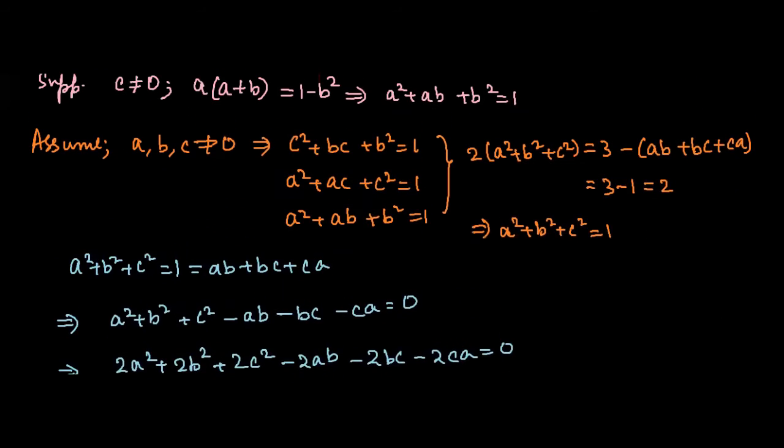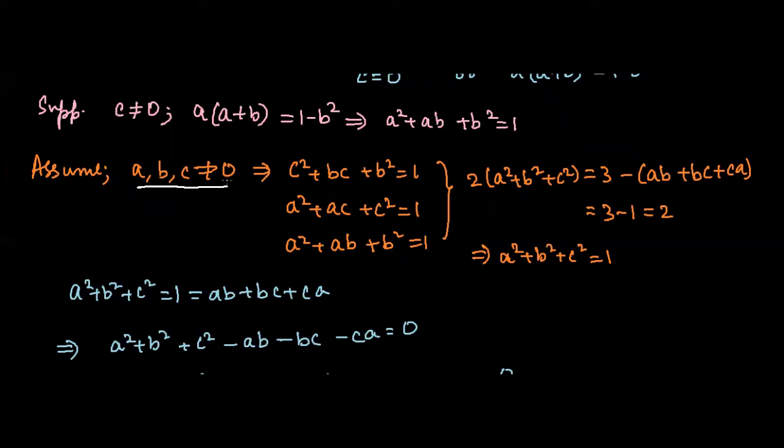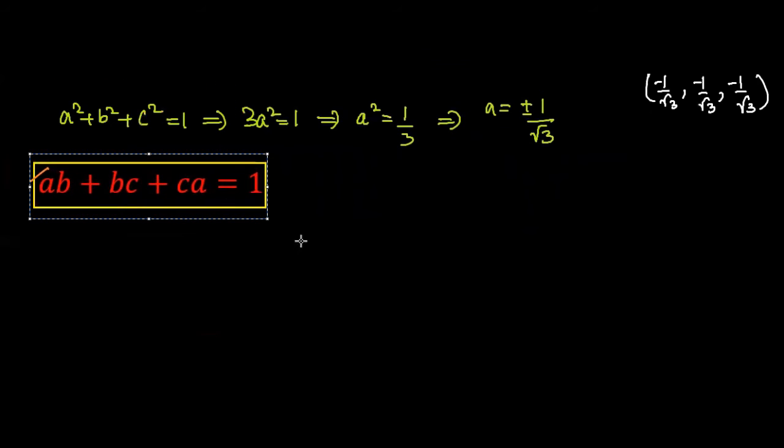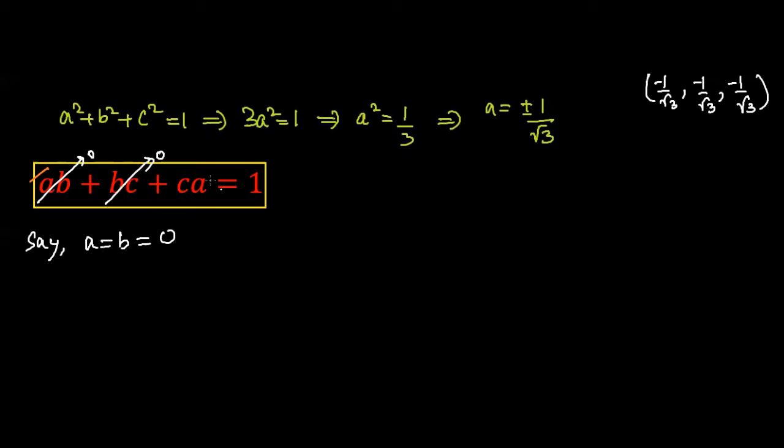Now we need to consider the cases when these variables become 0. Now let's copy this equation here, ab plus bc plus ca is equal to 1, and paste it. Now in this equation, if any two variables, say a equals b equals 0, become 0, then ab will become 0, bc will become 0 because b is present, and ca will also become 0 because a is present. Hence, ab plus bc plus ca will become 0 when it is given in the question that it is actually equal to 1. Hence, we get a contradiction. Hence, two variables together cannot be 0. Hence, only one variable can become 0 at any particular time.